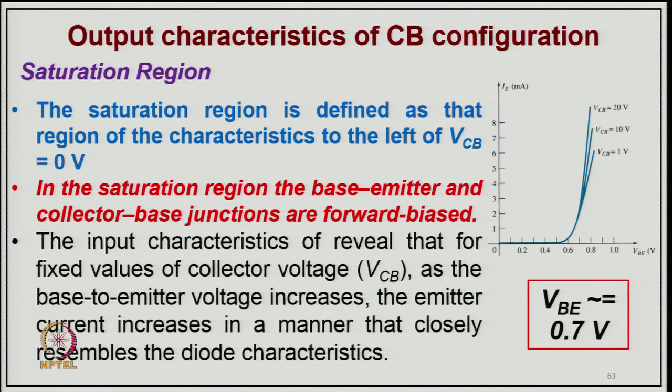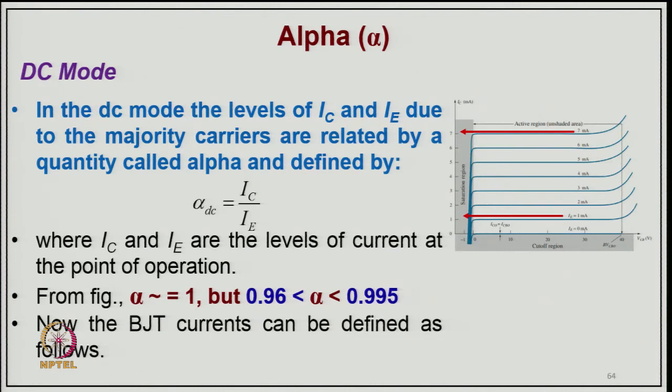And the third region of the output characteristic is the saturation region, where VBE will be saturated at only about 0.7 volt. Saturation is defined as that region where the characteristic to the left of VCB is almost 0 or very small. So, in the saturation region the base emitter and collector base junctions are both forward biased. The input characteristic reveals that for a fixed value of collector voltage, as the base to emitter voltage increases, the emitter current increases in a manner that closely resembles the diode characteristic, as we saw for the diode also.